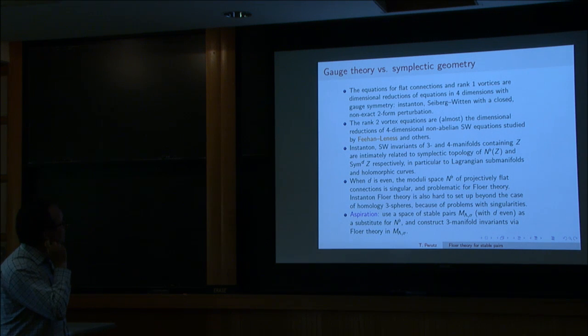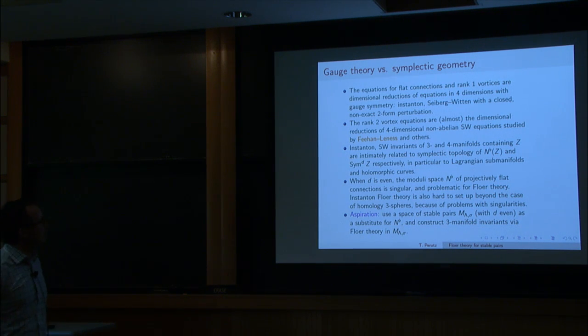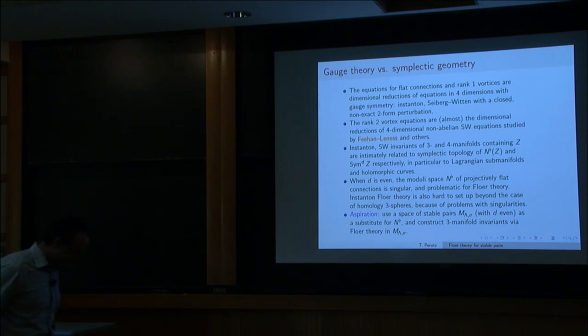The rank 2 vortex equations are essentially the dimensional reductions of four-dimensional non-abelian Seiberg-Witten equations, which have been studied by Feehan-Leness and various others. Okay. It's a slight oversimplification to call them the dimensional reduction, but let's go with that.